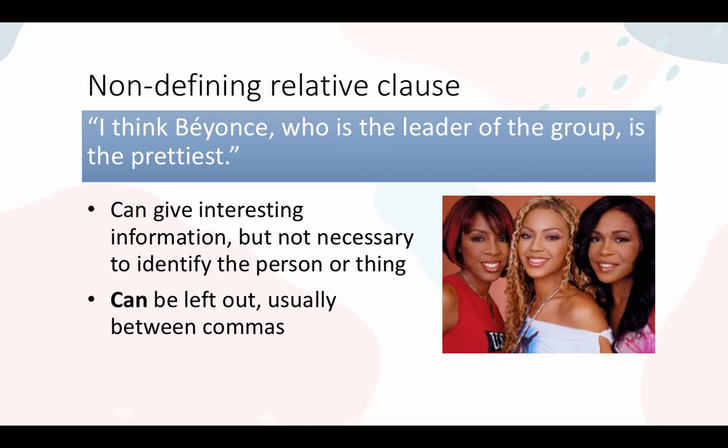This is because I have used Beyoncé as my antecedent, and so by mentioning her name, you already know who I'm talking about. So I don't need to mention further that she's the leader of the group. If I would just say, "I think Beyoncé is the prettiest," then you would still know who I'm talking about. So as a result, a non-defining relative clause you can leave out of your sentence. It is also almost always put between commas, so you have a comma in front and after the relative clause.